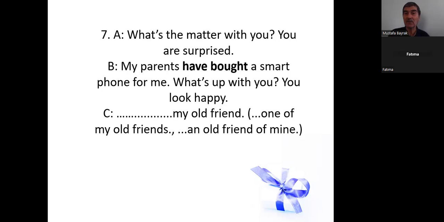Okay. What's up with you? You look happy. I have seen my old friend. Or I have seen one of my old friends. Or I have seen an old friend of mine. These are also useful expressions. I have seen my old friend is enough, of course. But if you say, I have seen one of my old friends, or I have seen an old friend of mine. Okay. This is why I am happy. This is why I look happy. Okay.